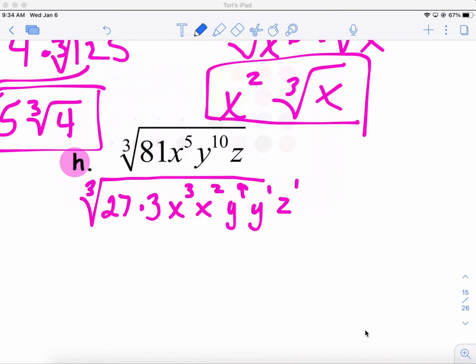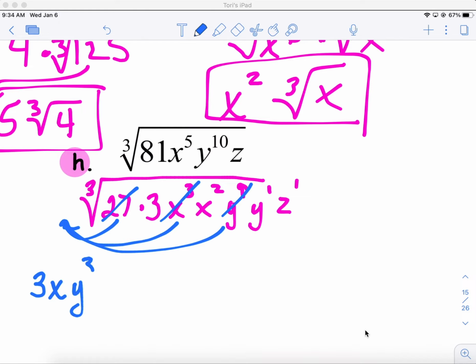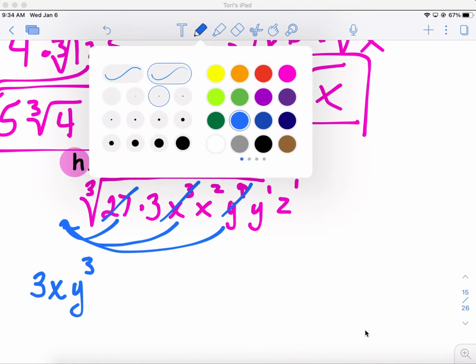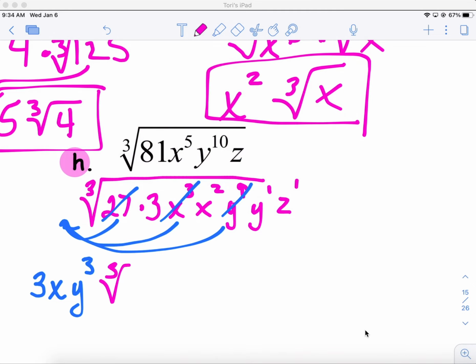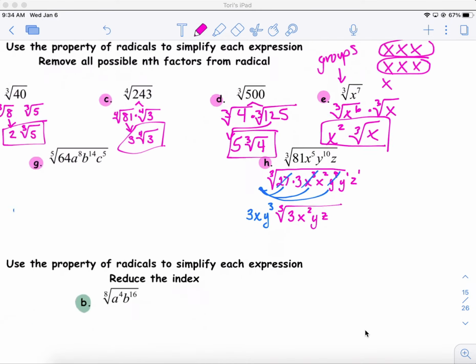So anybody who can be cube rooted goes on the outside. Anybody who cannot stays inside. So my 27 cube rooted turns to 3. I have 1 set of x's and 3 sets of y's. I'm going to keep the cube root though. I have a 3, an x squared, a y, and a z left over. So that is my final answer.